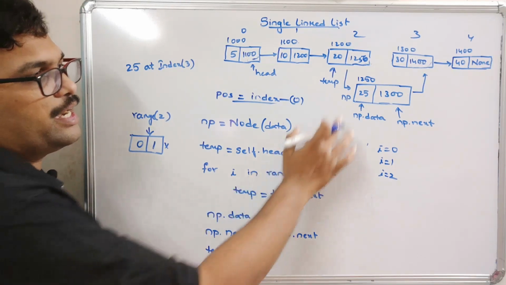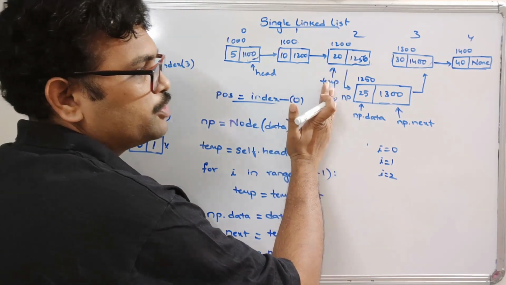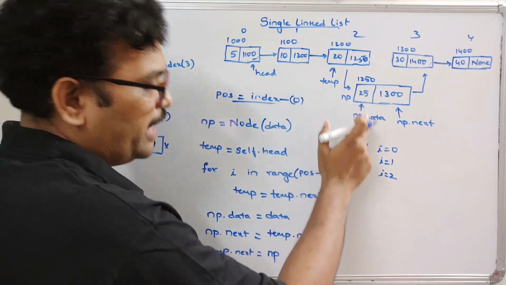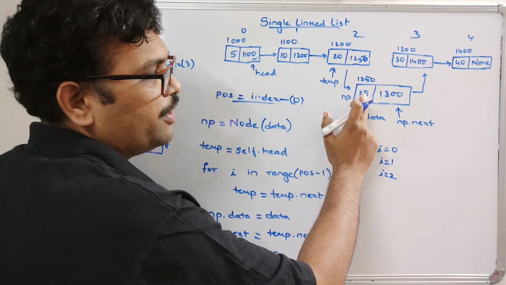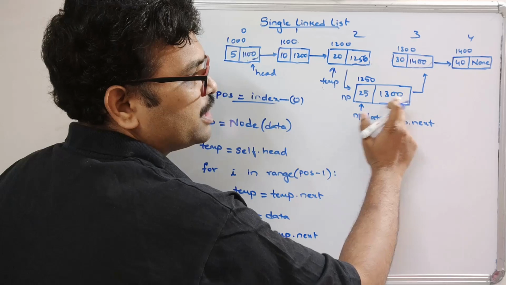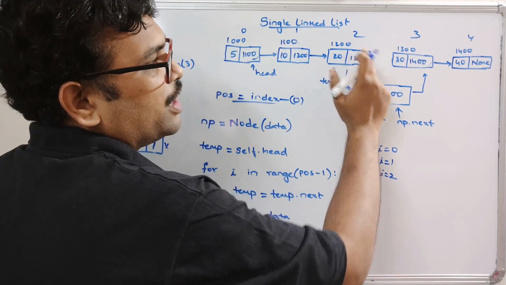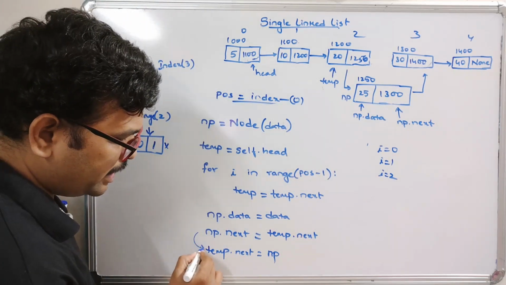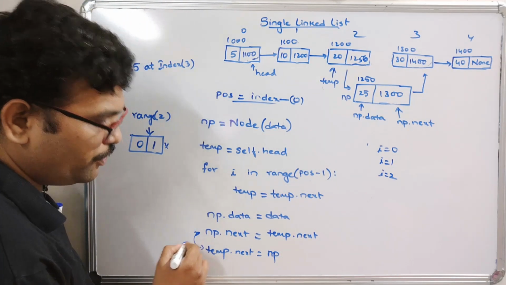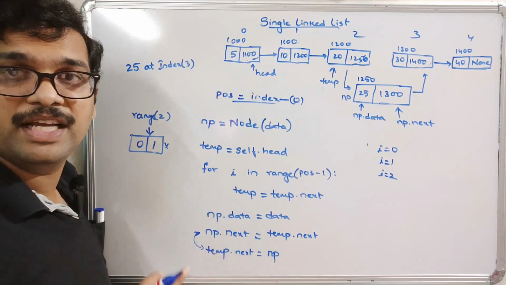So np dot data, so whenever the temp reaches the position minus 1, now np dot data is equal to data, that means the 25. np dot next, in this position what should be there? So this value. Okay, so you should not interchange these two statements, because if you interchange these two statements the link will not be established.